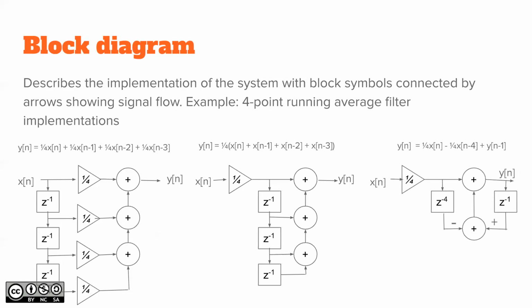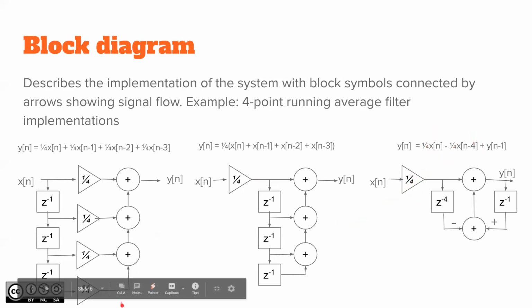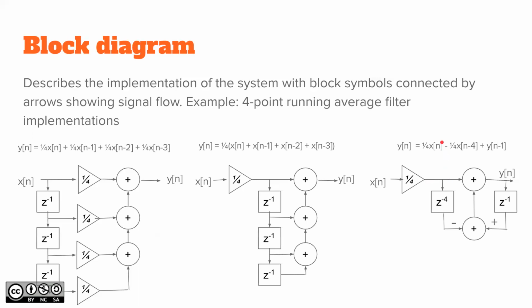Remember the previous slide, the feedback way of calculating it. Now we have the 1/4. Basically this is supposed to have the parentheses here. So 1/4 times x of n here minus 1/4 times x of n minus 4 right here, the negative input for the summation, and then you add the previous value of the output. The block diagram looks like that.